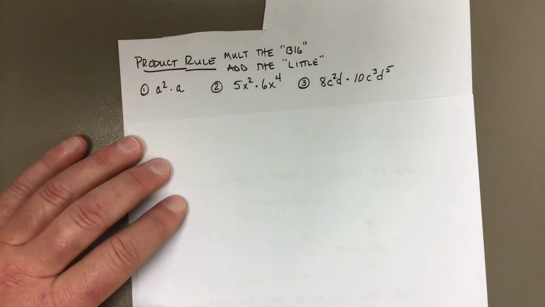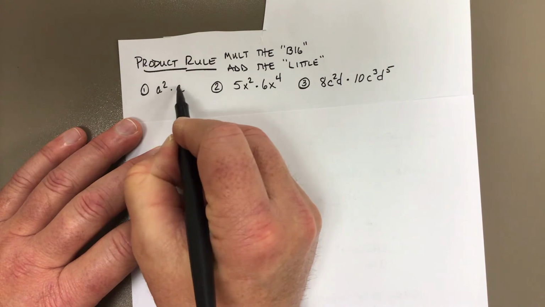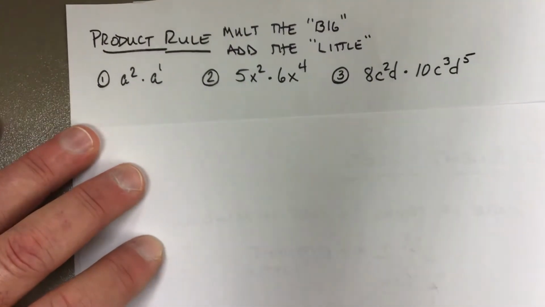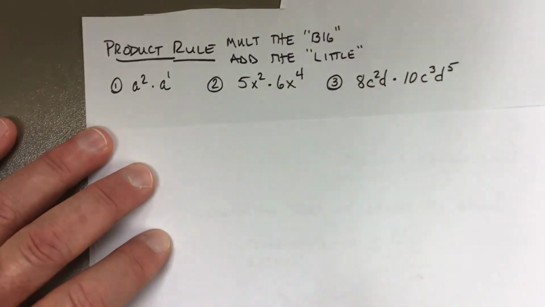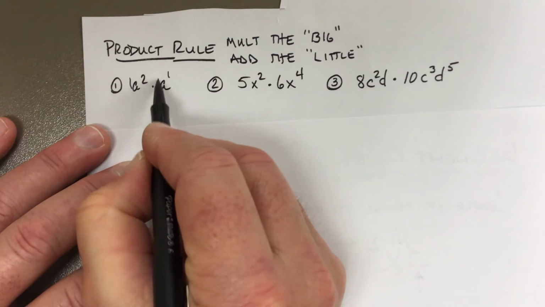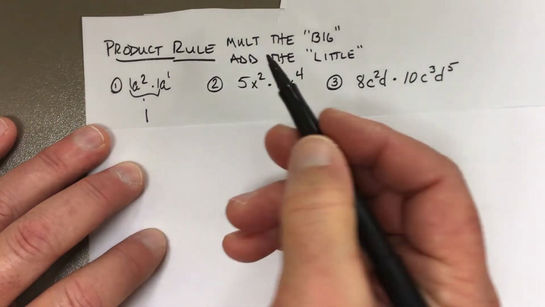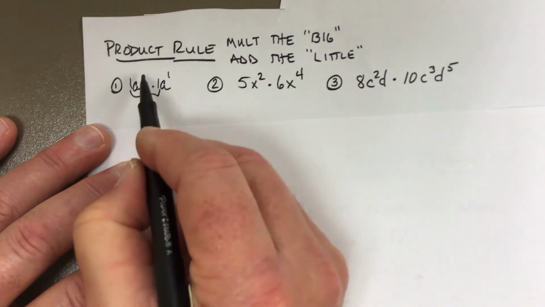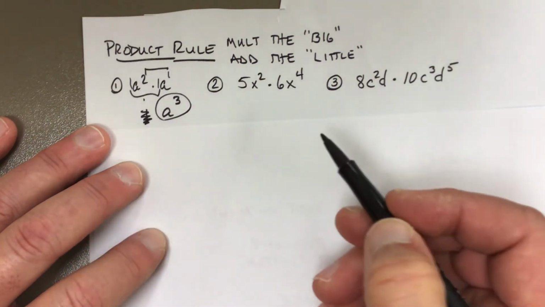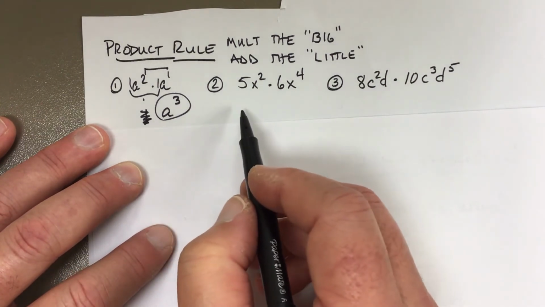So our problems look like this. When we have problems that look like this, again, if you don't see one, it is one. This a has a 1 here, right? So that a has a 1, so that way we can add. There's no coefficients. The coefficient is 1, but we don't ever write the 1. So 1 times 1 is 1, but we don't write it down. And then 2 plus 1 is 3, so this is just a to the third.